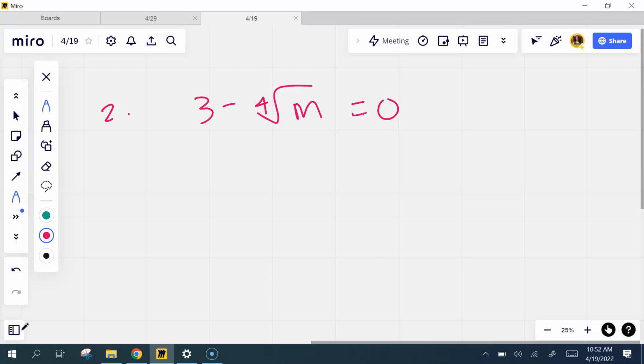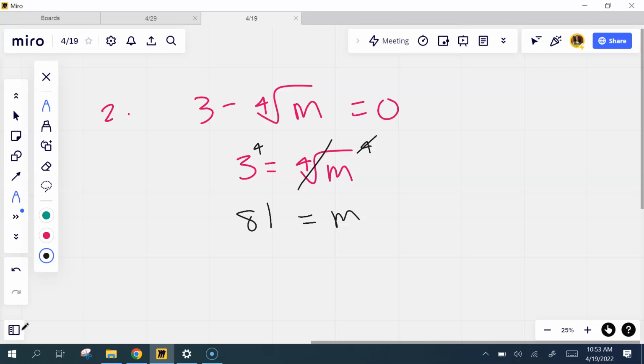Why are you moving the radical, not the 3? That's exactly right. No, it's not wrong if you move the 3 first, but it is easier if you just add that fourth root of m to both sides. Now what? Put the 4 on the 3, raise both sides to the 4th power, because it's going to eliminate here, right? And what is 3 to the 4th? What is it? 81. That's right. I'm sorry, I didn't hear you.